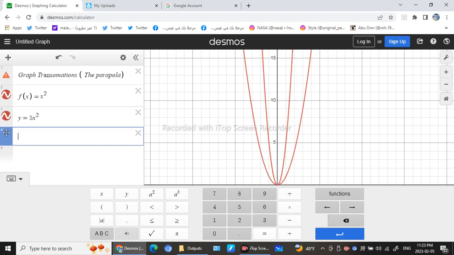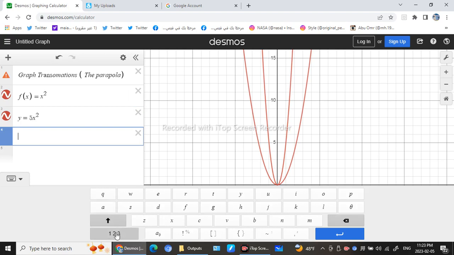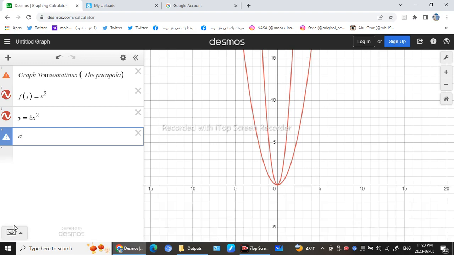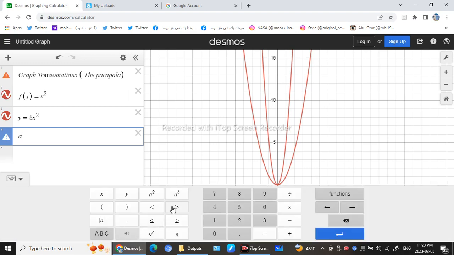So here we say that the constant, or the factor of x squared, we call it A. A is greater than 1. So in this case, A is greater than 1.